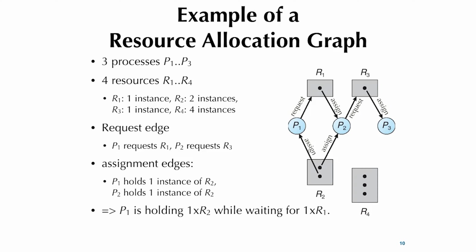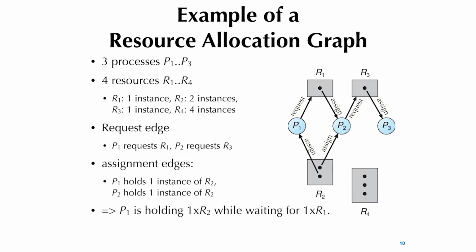Now P2, while holding R1, is making a request to use R3. But can it get R3? Not yet, because it's currently assigned to P3. Now is P3 requesting anything at this point? Not really. So eventually P3 will give it back, right? That's the assumption. And then when it gives back, P2 can be satisfied, right?